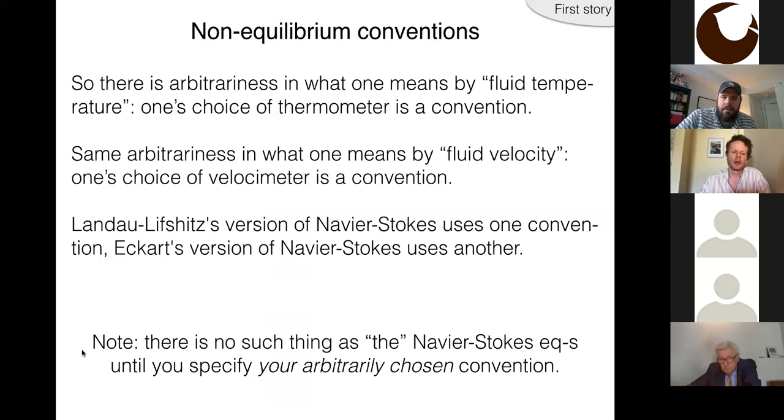What is important to emphasize here is that there is no such thing as the Navier-Stokes equations until you specify your arbitrarily chosen convention. And this is just because you're supposed to describe a situation which is not in equilibrium.